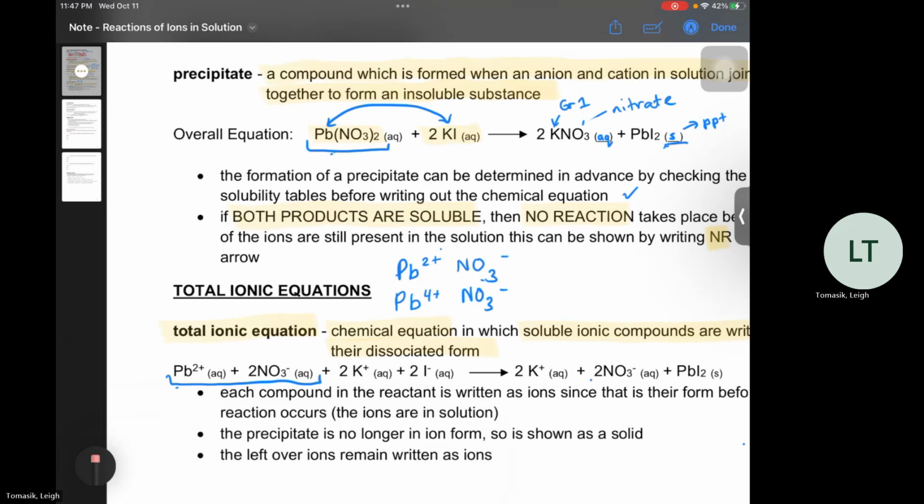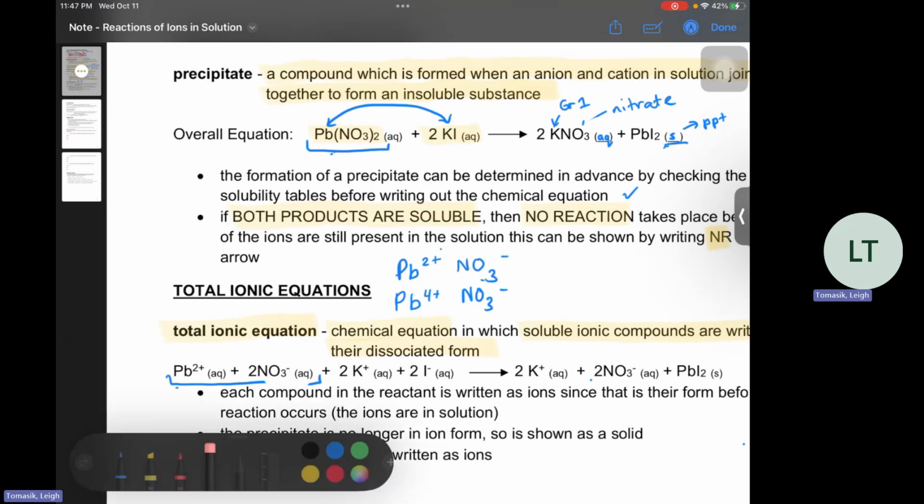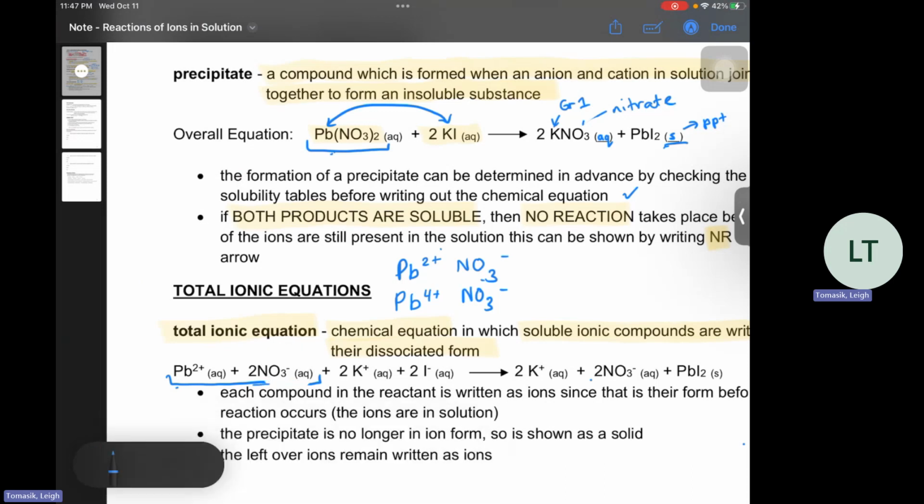And then we have 2 NO3 minus, right? This one, the minus part, we can just look up on our reference sheet for polyatomic ions. Okay? So any ionic compound that's aqueous, we're going to turn into ions. 2KI, we've got to turn that into ions, right? Oh, by the way, this one is balanced, right? They don't all come balanced.